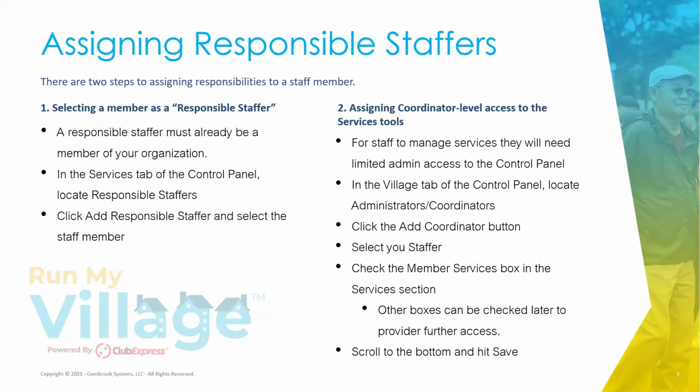What they would have to do is go to their control panel, and in the services tab of the control panel, they're going to go to the responsible staffers section. And there's simply just a button that lets them select the staffer and add them to that list. Once they've been selected as a responsible staffer, you'll see them appear in a few places throughout the services module, so they can be assigned to different requests and be listed as contact people.